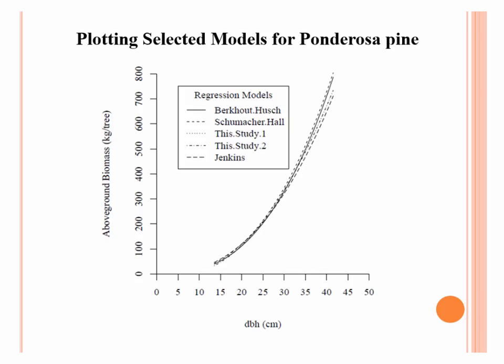When we plot again those 5 models, we got this very nice curve, all the models are together. And in this plot, we include Jenkins. You see here, Jenkins is doing a good job. Jenkins coefficient.